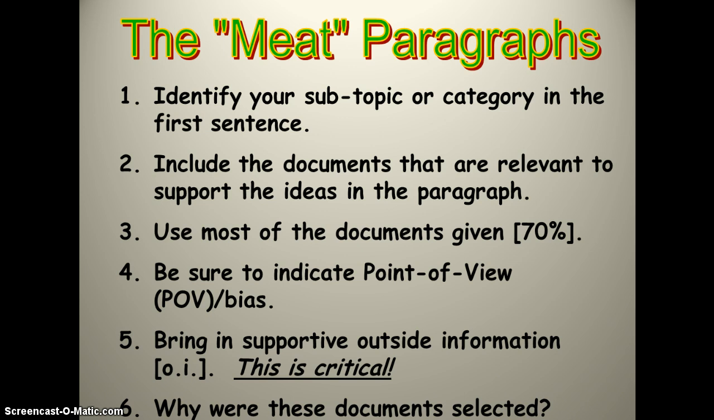Use most of the documents. You know, the grading rubric I gave you guys today said 70%. That's a good number. So if you got 10 documents, you want to have 7 of them in there. All right. Be sure to indicate the point of view and bias in the different documents. Remember, we have to group the documents. A great thing to group them on is their point of view or their bias.